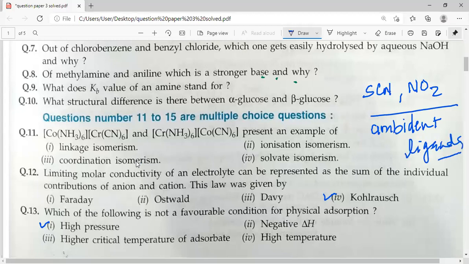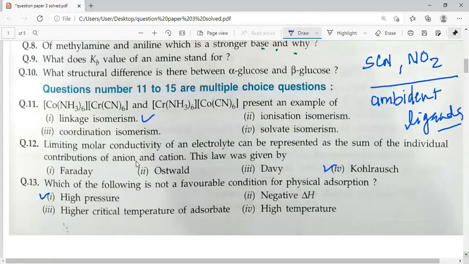In the last paper itself, we have studied about such isomerism, and we have considered it as linkage isomerism. Let's move and understand the next question.